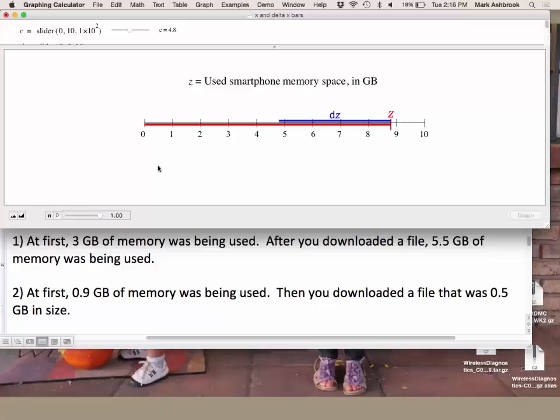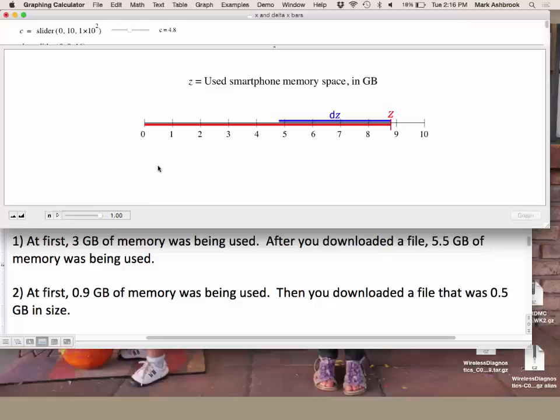The key is that Z is how much space is used up on your phone. DZ would be some change in that amount of space. You use up a little more space. How much more space did you use up? You're using up less space than you did before. How much did it go down? That's DZ. Okay, next one.